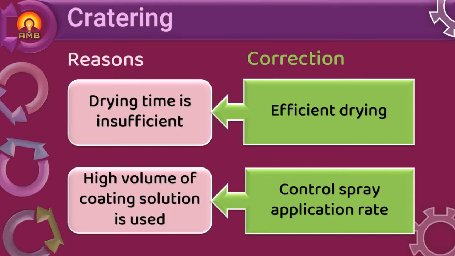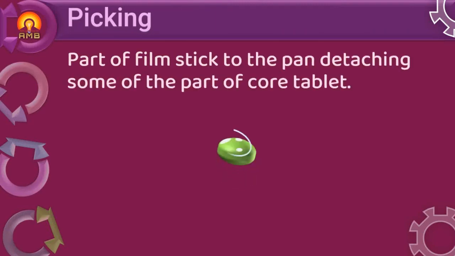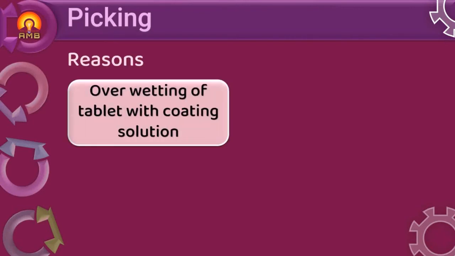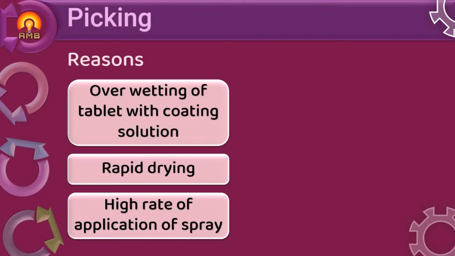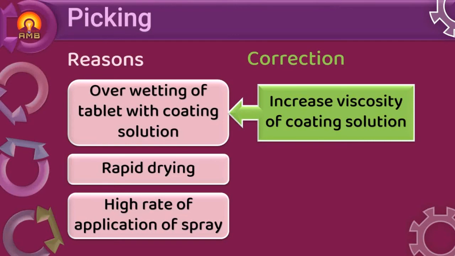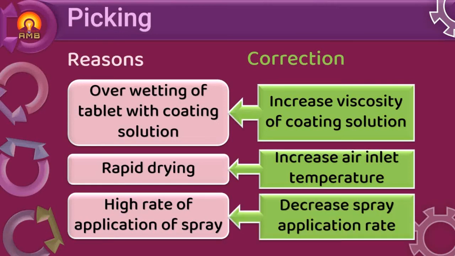Another defect which occurs during coating is picking. In picking, part of the film sticks to the pan, resulting in detaching of some part of the core tablet. It takes place due to overwetting of the tablets by polymer solution or rapid drying and higher rate of application of coating solution. It is corrected by increasing the viscosity of coating solution, increasing the air inlet temperature for efficient drying and decreasing the rate of application of coating solution.